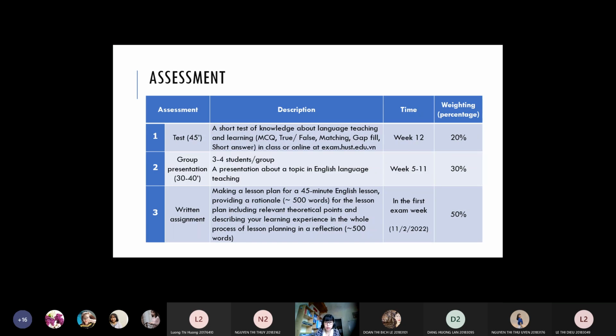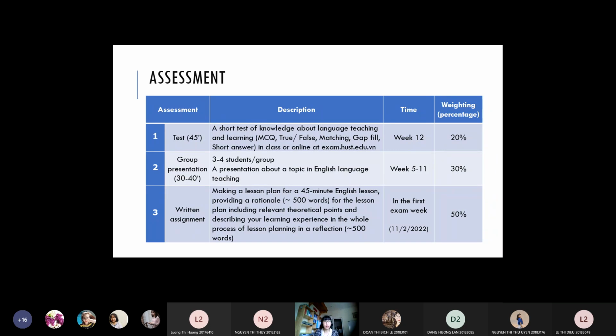You will have 5 groups of 4 students. So it means 20, right? And we have 2 groups of 3 students. So it means 6. So altogether we have 7 groups and 26 students, right? And you can choose your own group members.